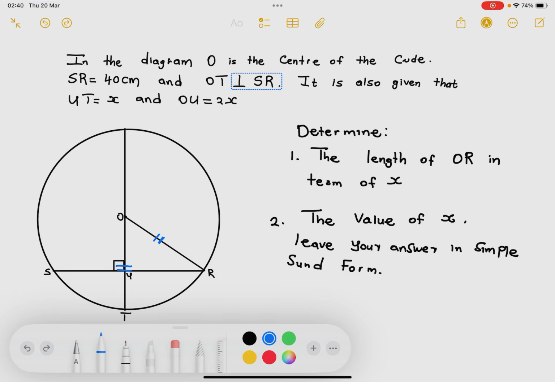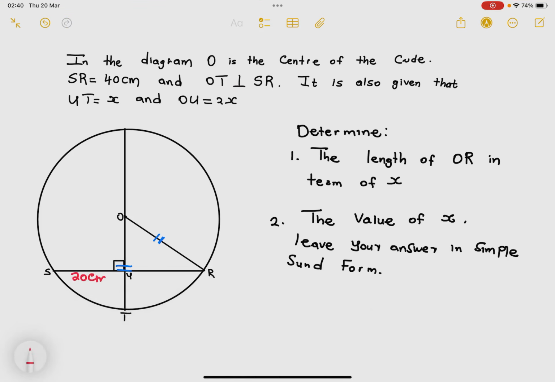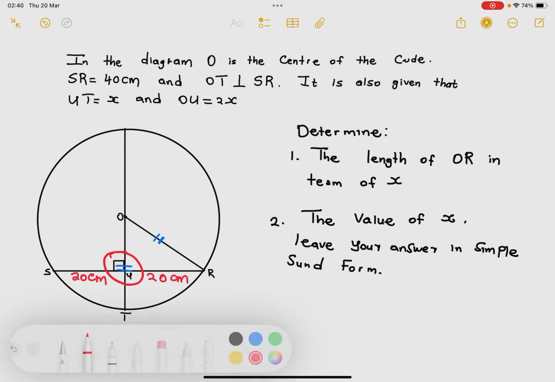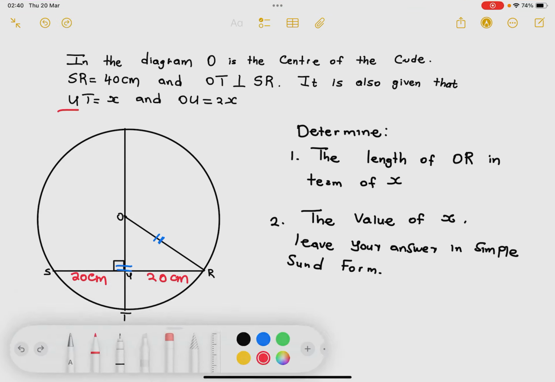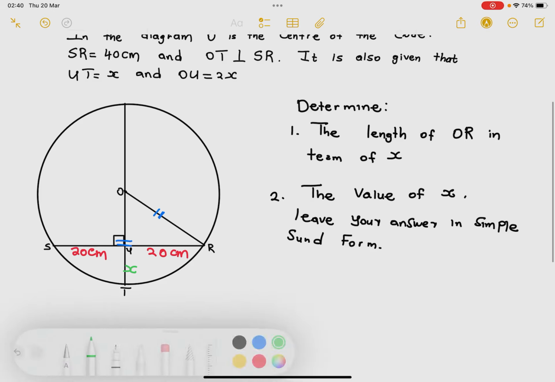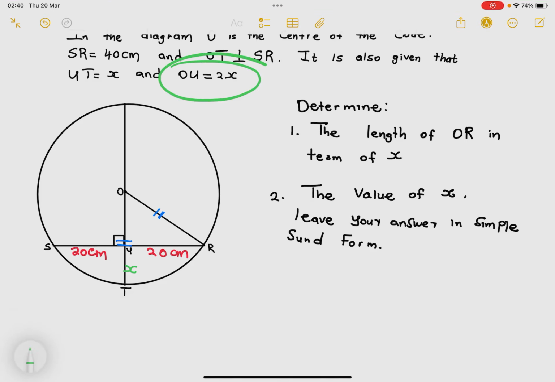So we know it is 20 centimeters here and 20 centimeters there, right? So 20 plus 20 gives us a value of 40. That's very awesome. And we are being told that that is perpendicular, which means this is a 90 degree angle. It is also given that UT equals X. Now, which one is UT, guys? This is UT, right?